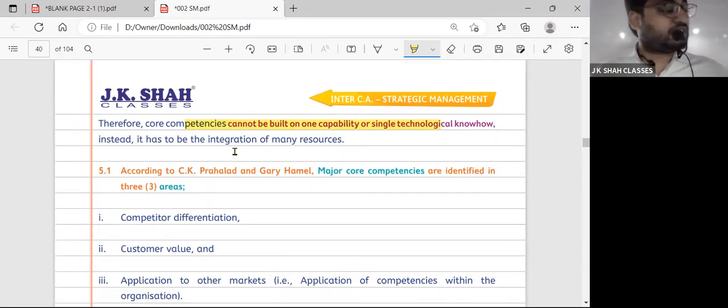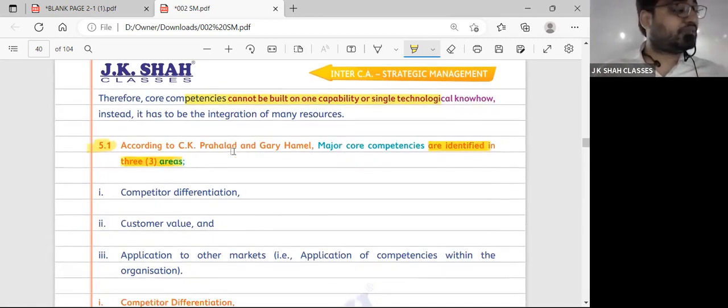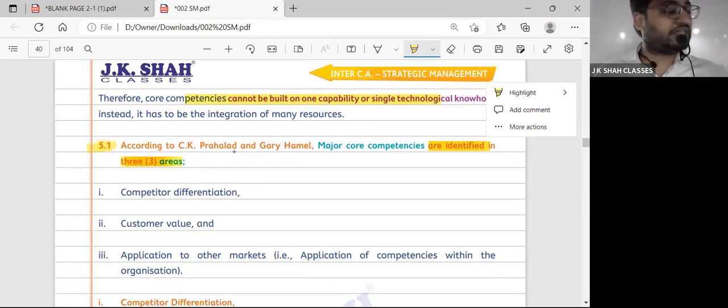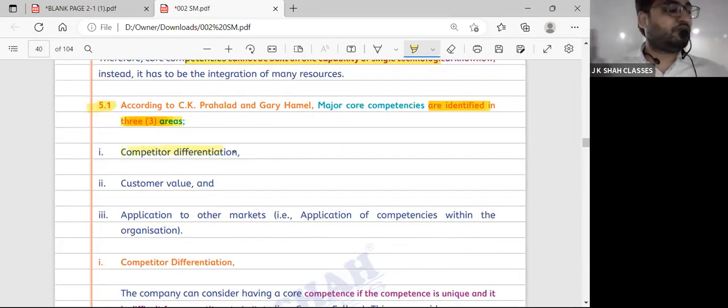Now this is the question, guys. 5.1, identification. I don't know, students don't like this core competence concept, but it is easy. It is easy if you have understood that flow chart. So C.K. Prahalad and Gary Hamel, what are the major core competencies? We have 3 areas. How many areas? 3. Number 1, competitor differentiation, customer value.